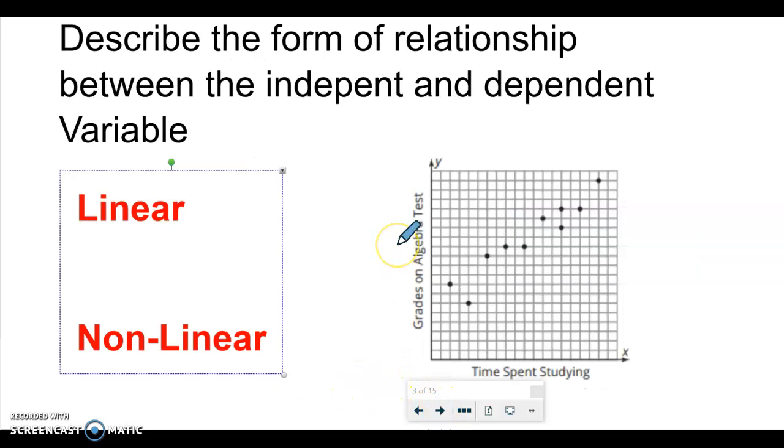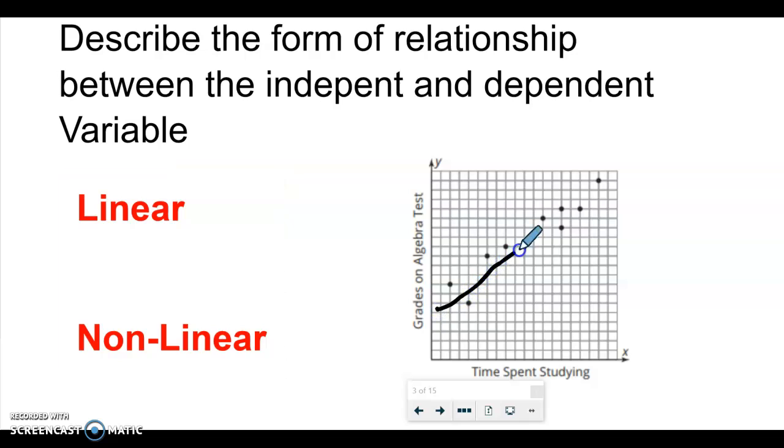Now, one other thing that you guys were looking at was trying to identify what type of relationship it has. When we talk about the relationships between independent and dependent variables, we talked about how there's two different options: linear or nonlinear. Linear means that it forms a straight line. Nonlinear means that it's more curved. So if I look at this, can I draw a line where half of the points are above and half the points are below? Yes, so we would say it's an example of linear.